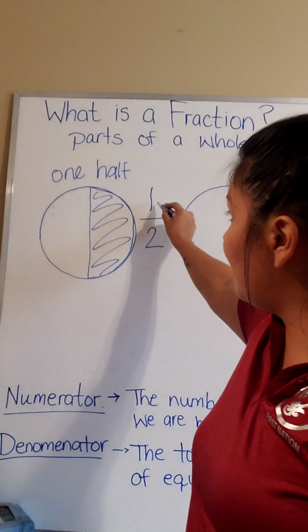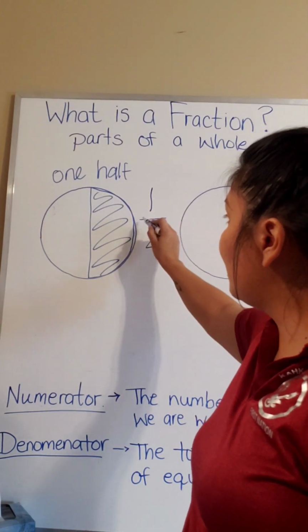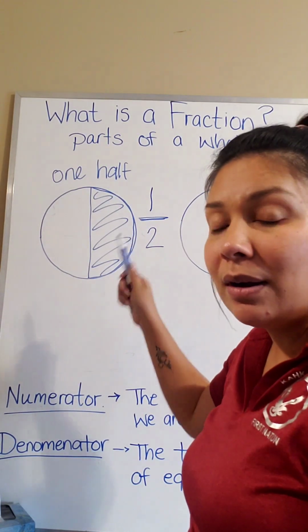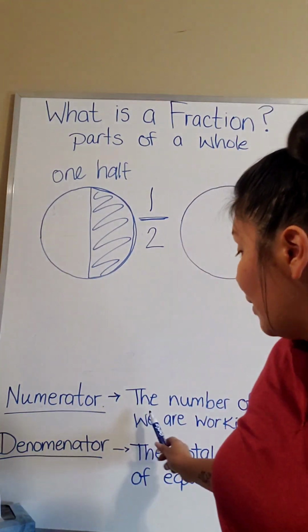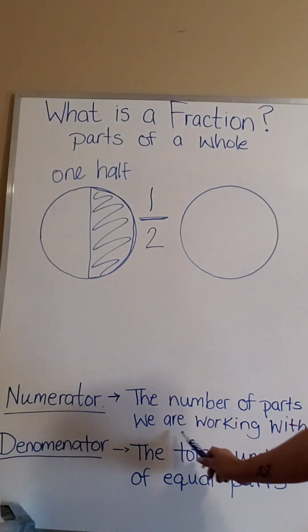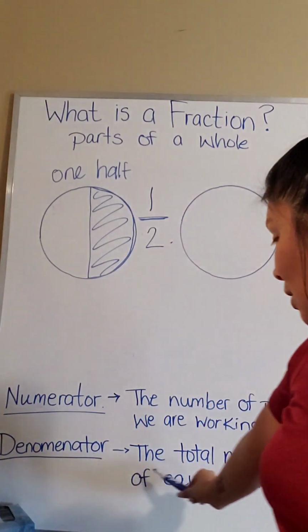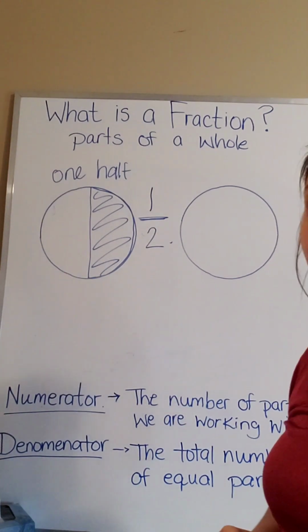Now, this top number, we have this top number, we have a bottom number with a horizontal line in the middle. That top number is called the numerator. And the numerator is the number of parts that we're working with. And the bottom number is called the denominator. And the denominator is the total number of equal parts.